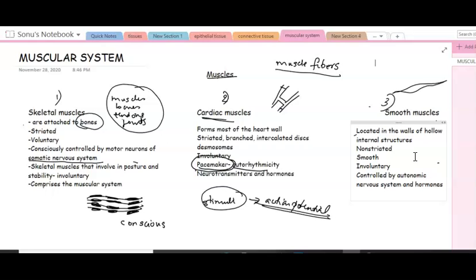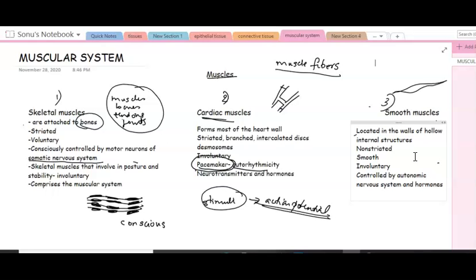So these are the three classifications of the muscles. Don't worry about action potential, stimuli and all those things. We will study them in detail when we go to the physiology of muscular movements. So just understand that muscles are divided into skeletal muscles, cardiac muscles and smooth muscles.